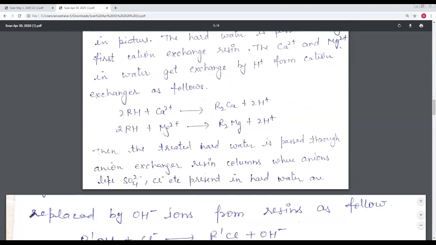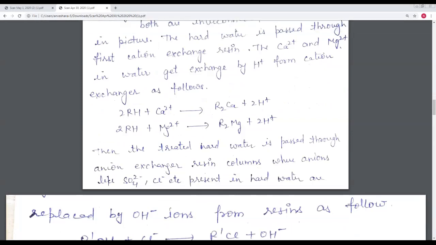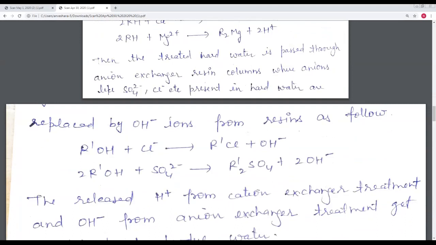So then the treated hard water, which has already had the cationic part removed, is passed through the anion exchanger resin column, where the anions, like sulfate or chloride, present in the hard water are replaced by the OH ions from the resin. Here R-OH is present in the second column, so it is called the anion exchanger. R-OH reacts with chloride and gives R-Cl, and R-OH reacts with sulfate and gives R2SO4.